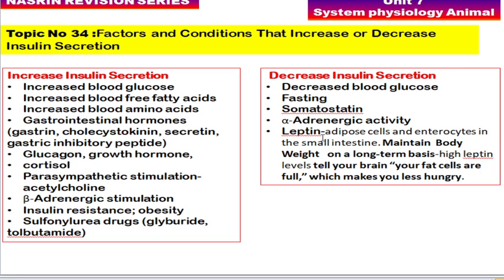The main function of leptin is maintaining body weight on a long-term basis. A high leptin level tells the brain that your fat cells are full, which makes you less hungry, and this particular hormone is currently employed in weight loss programs.